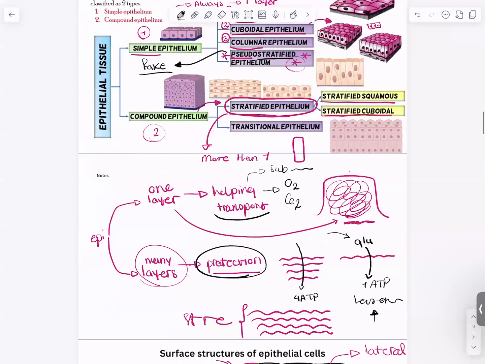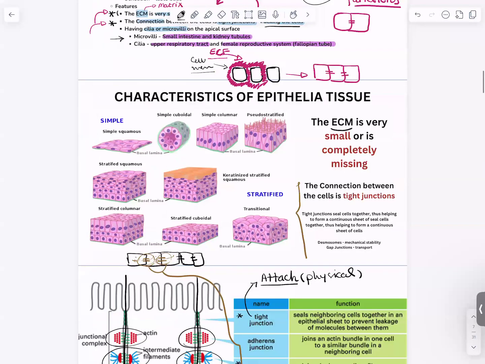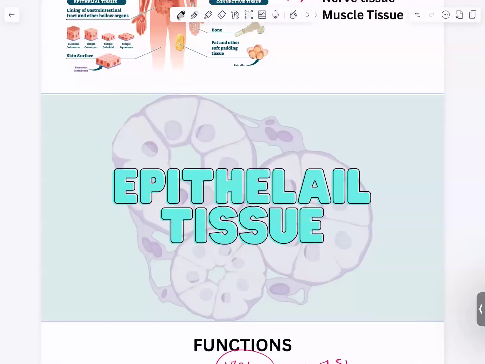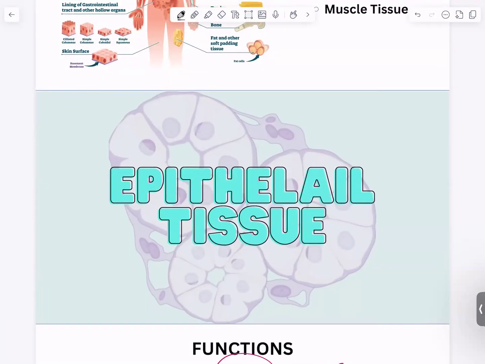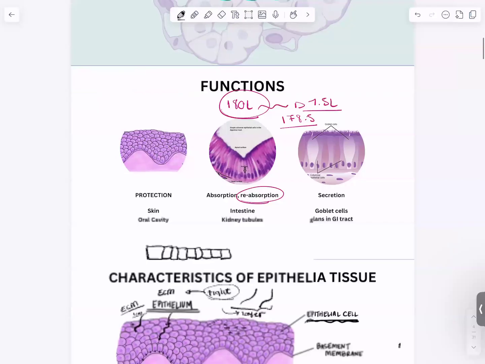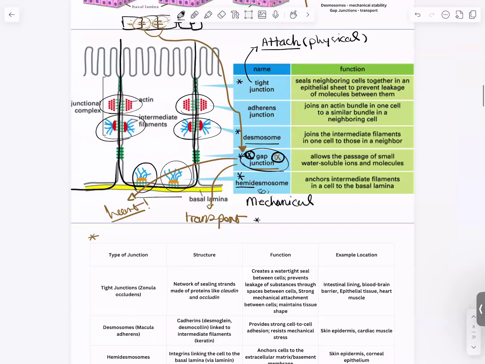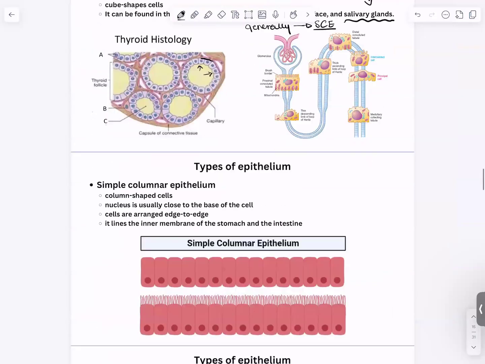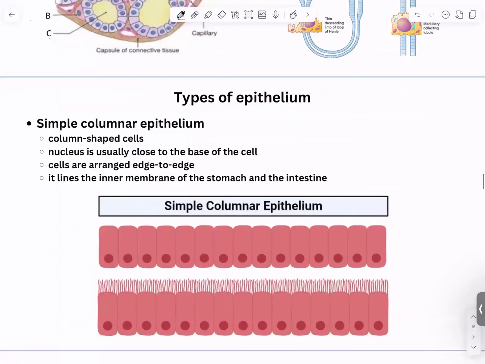Let me show you one thing. No, it's not this one. This one is a kind of fancy picture of the epithelial in the follicles in the thyroid, but it's a very, very beautiful shape. Maybe at the end of the class, if you really want, I can search it and show you. Another type is simple columnar epithelial tissue.